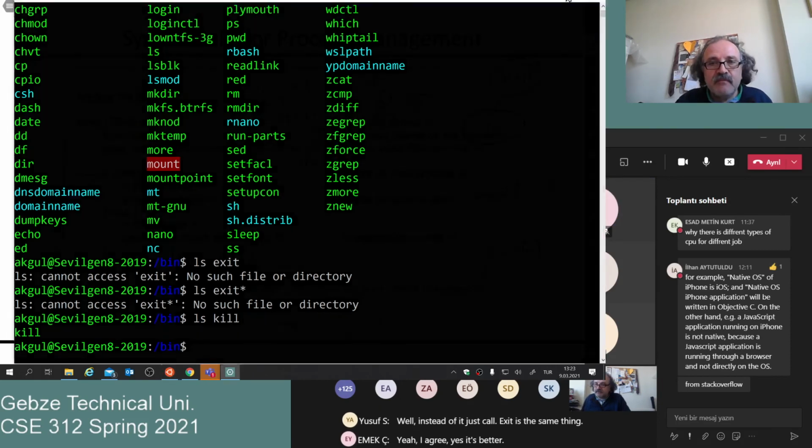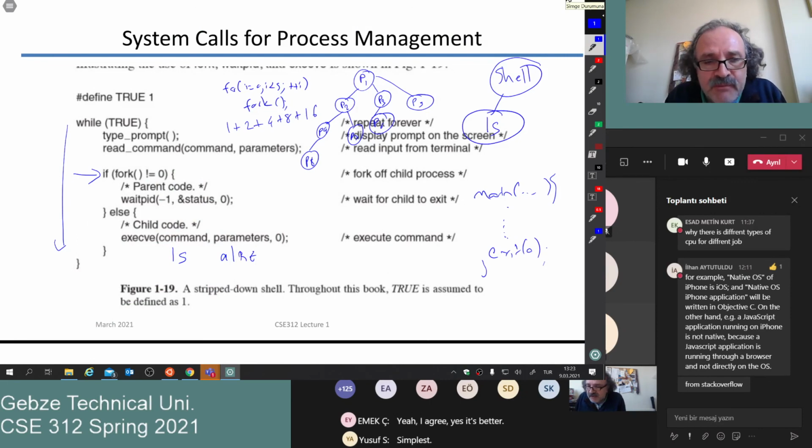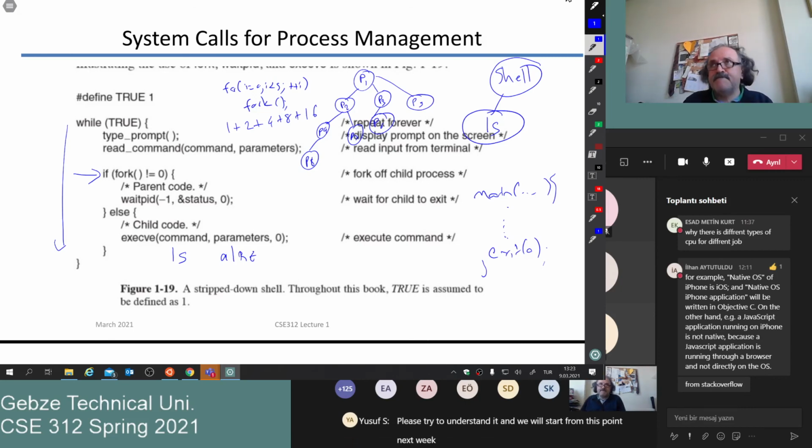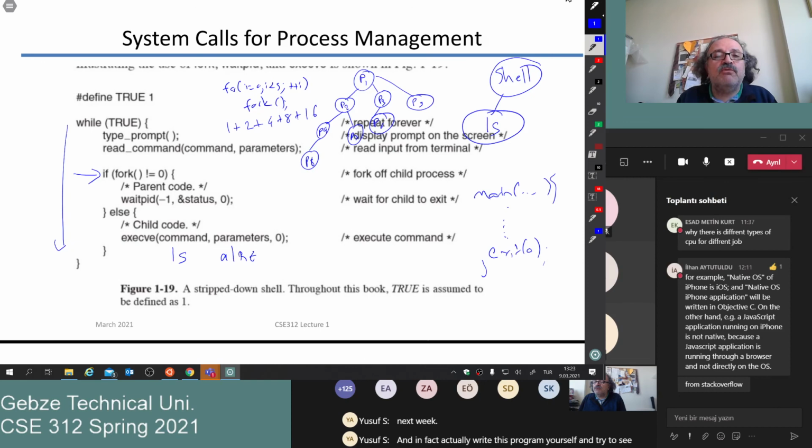Simpler. Okay, I guess I am out of time for today. I think many of you did not understand what the problem here is, what the solution is. Please try to understand it, and we will start from this point next week. In fact, write this program yourself and try to see what's going on. Write your own shell, including the exit command.